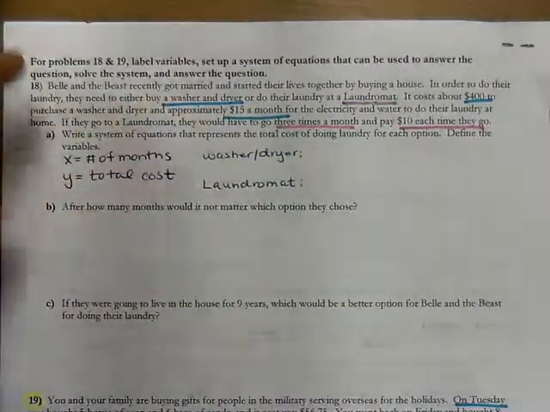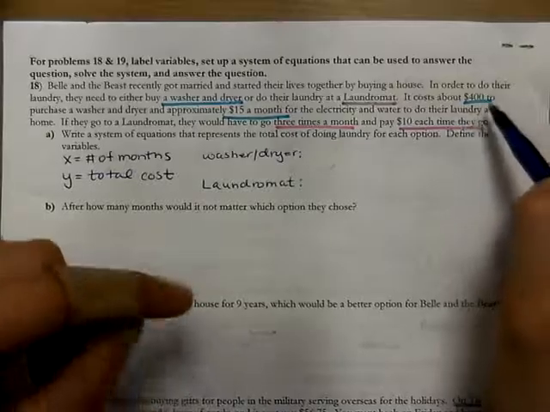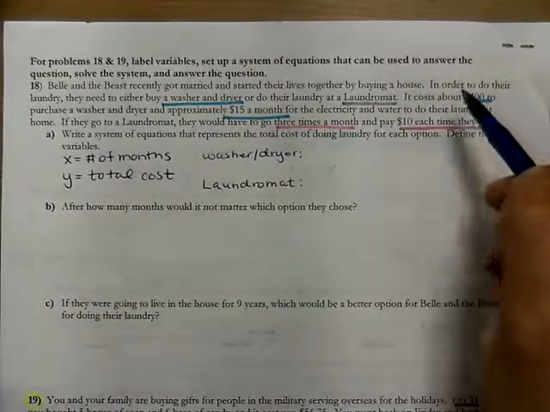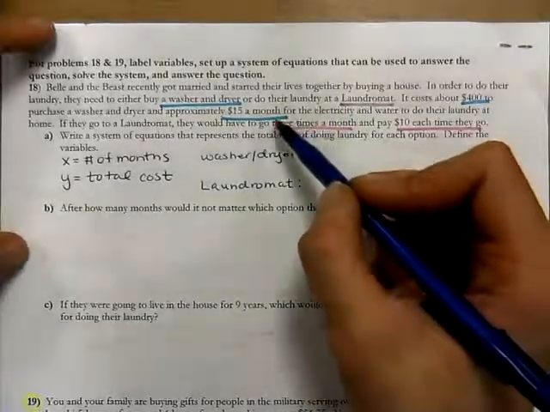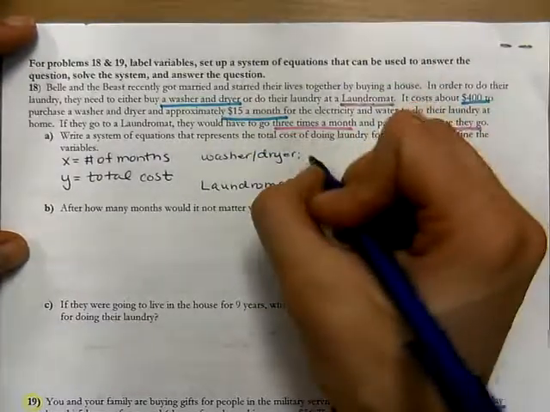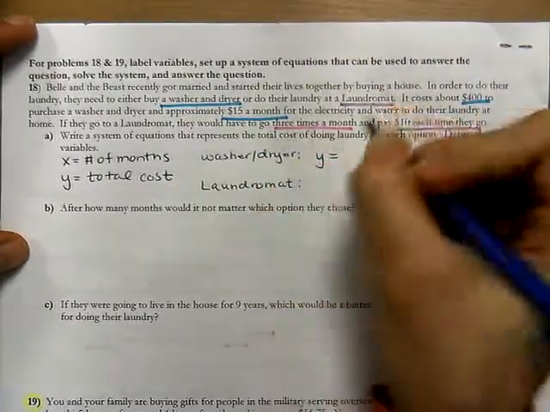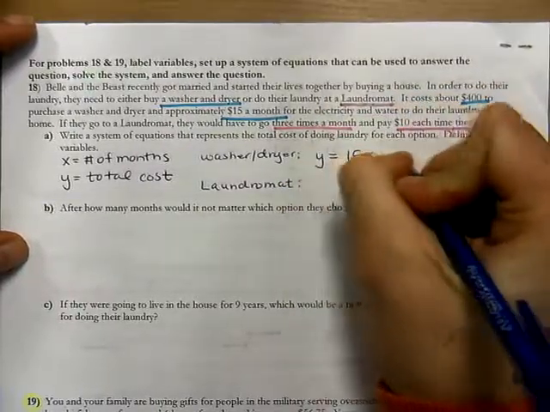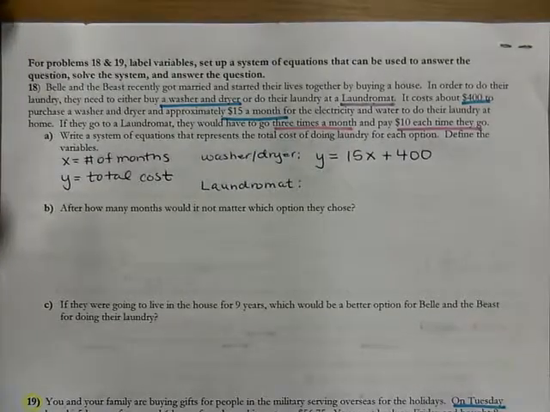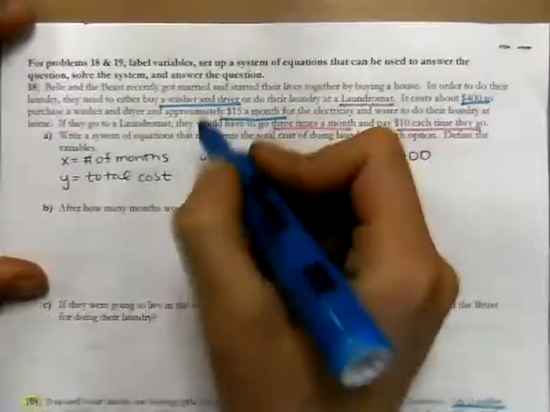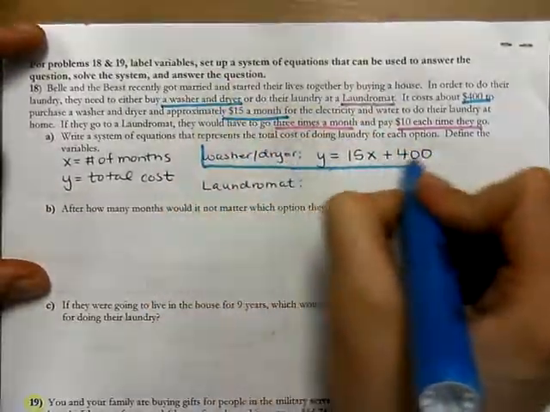So the washer and dryer are highlighted in blue. My total cost here would be $400 initially, and then $15 every month. So that would be like my y-intercept, or my starting amount, and my rate per month would be $15. So y equals my rate times x plus my 400 initially to set it up. So I'm going to box this in blue.